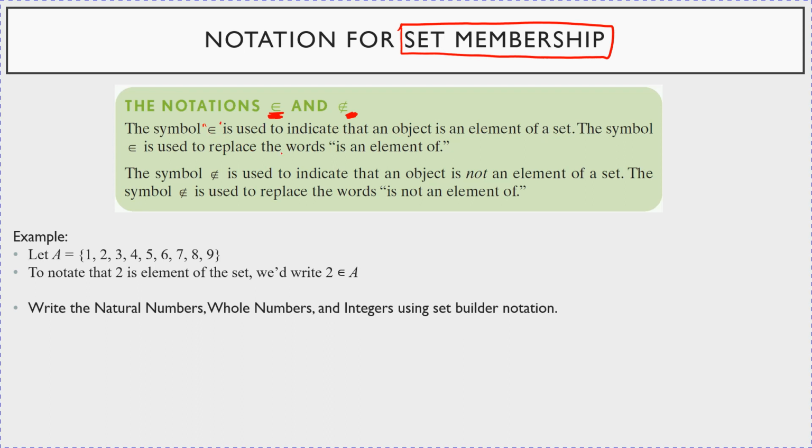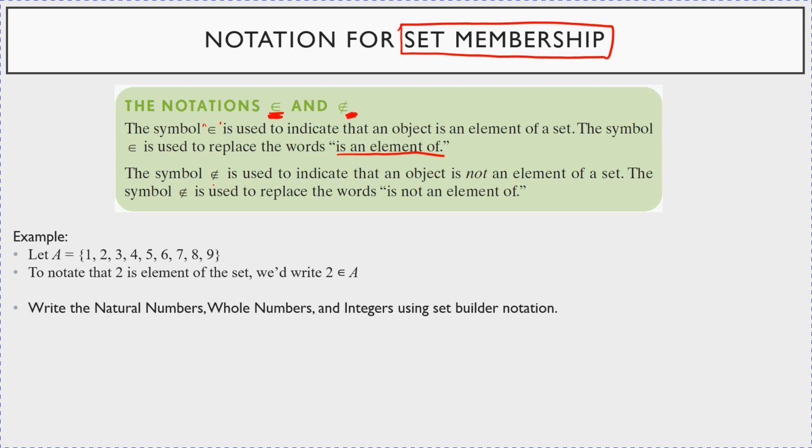So the symbol ∈ is used to replace the words is an element of. This symbol right here with a line through it, so it looks like that stretched E with the line through it, ∉, is used to indicate that an object is not an element of a set. So this symbol here is used to replace the words is not an element of.